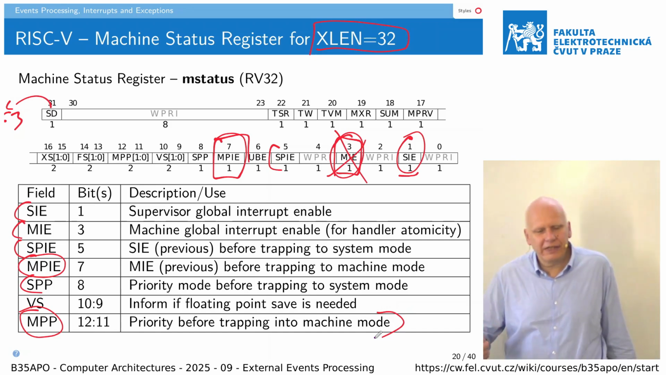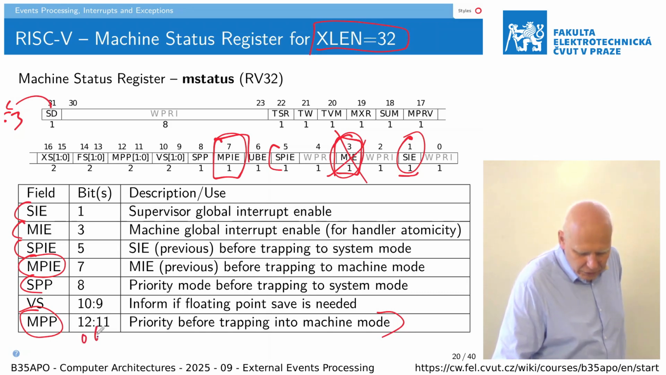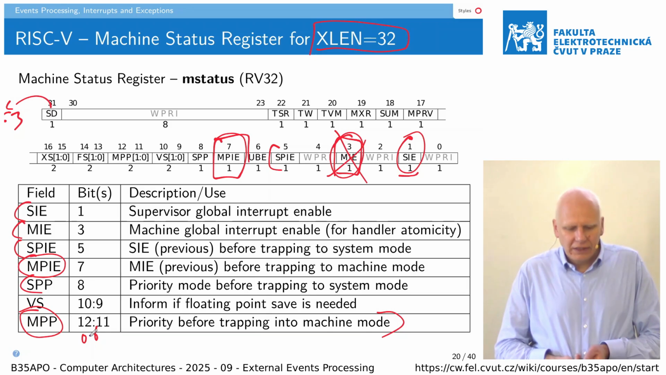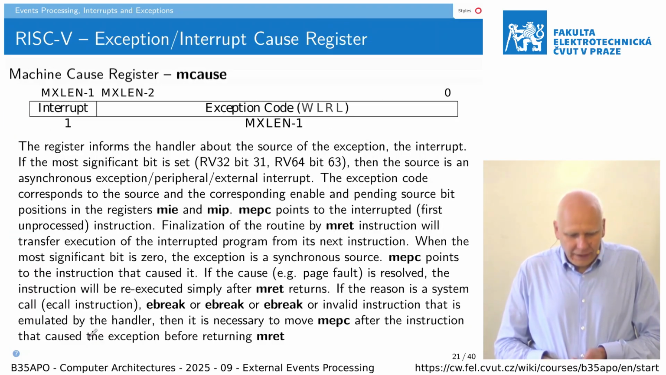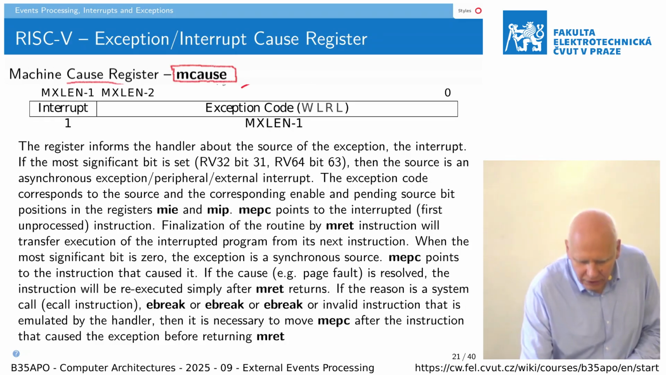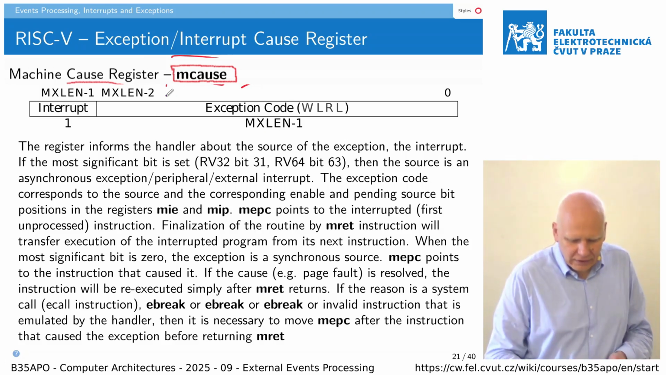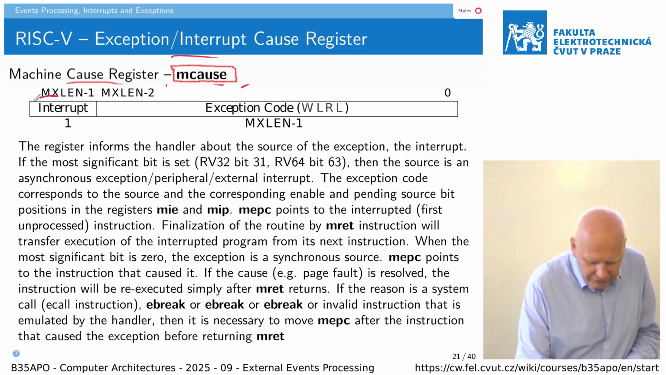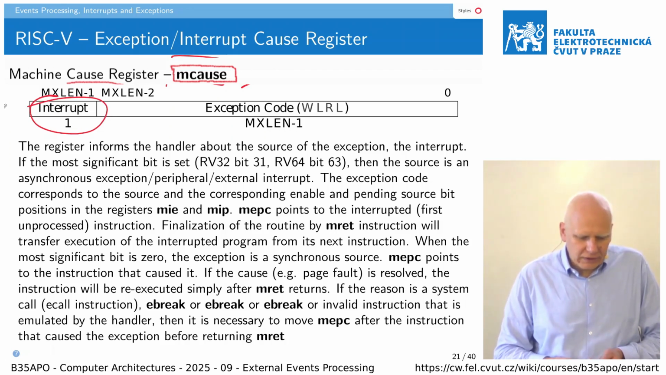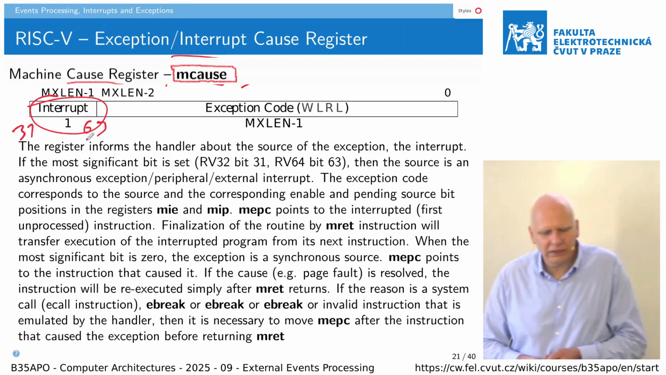So if it has trapped from the user mode, then we will find there 0, 0, and know that when we finish the processing, we should continue again in the user mode. And then there is that mcause register, which specifies by the most significant bit, which is bit 31 or 63 in those architectures.